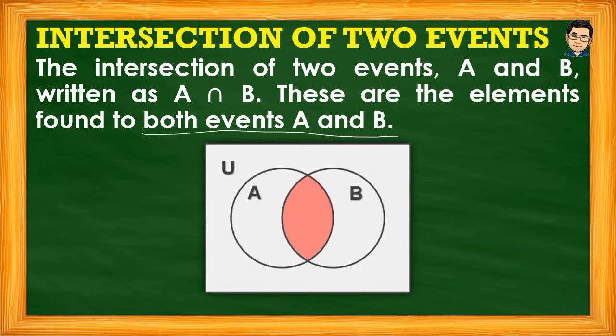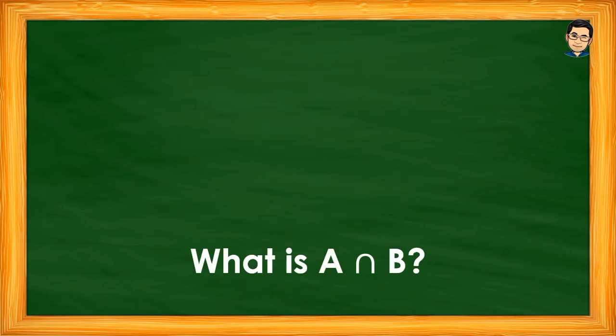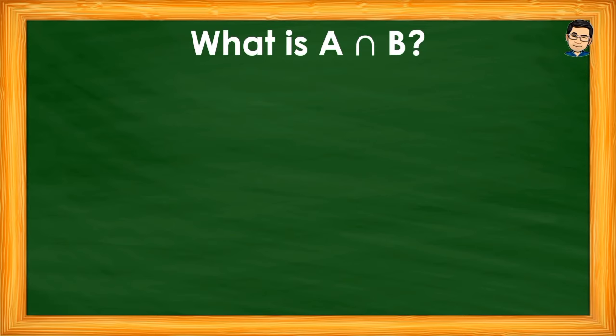So, ayan, using Venn diagram. So, kung kanina, yung ating dalawang overlapping circles is shaded lahat ng red. So, dito po, itong portion lang po na nasa gitna ang nakashade. Diyan po matatagpuhan yung intersection ng event A and B. Yung kanilang mga common elements. So, what is A intersection B?